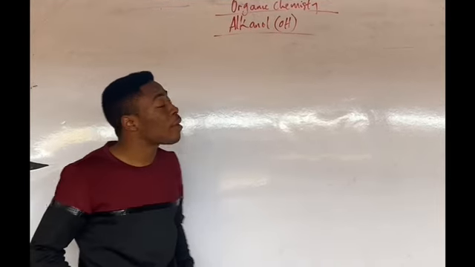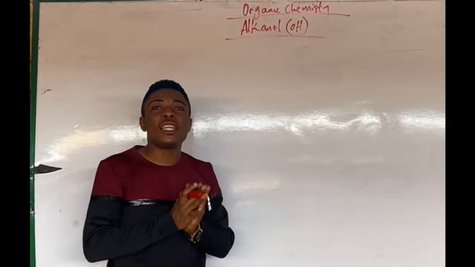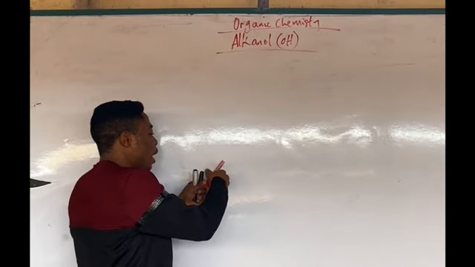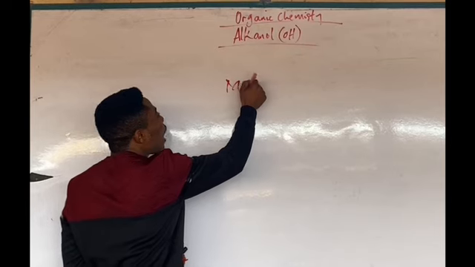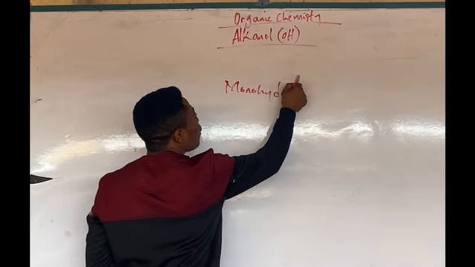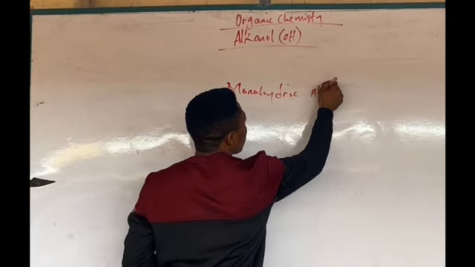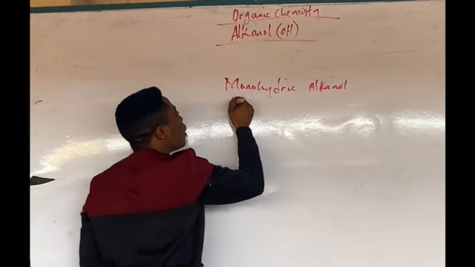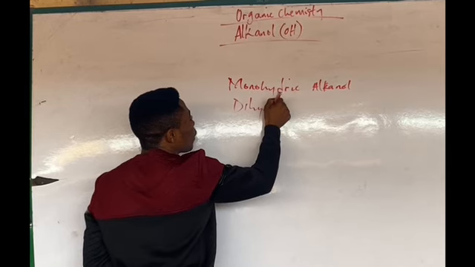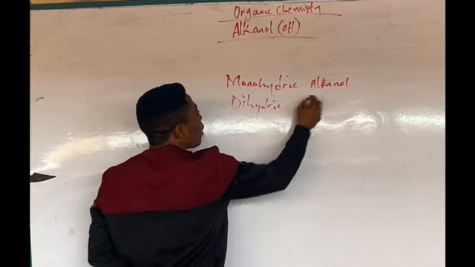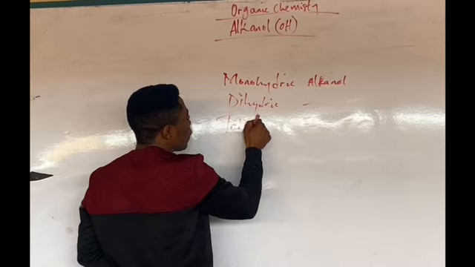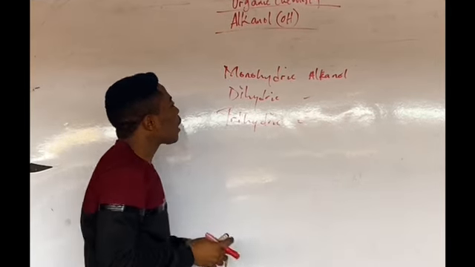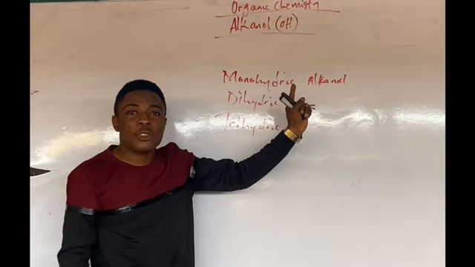Now without wasting time class, alkanol is classified into three different types. We have the monohydric alkanol, dihydric, and the trihydric alkanol.